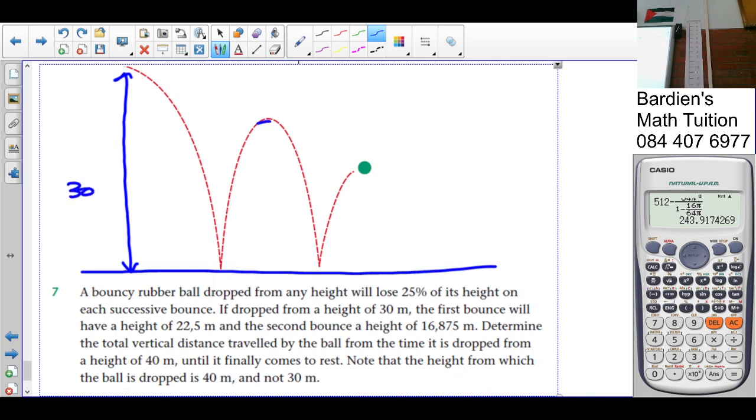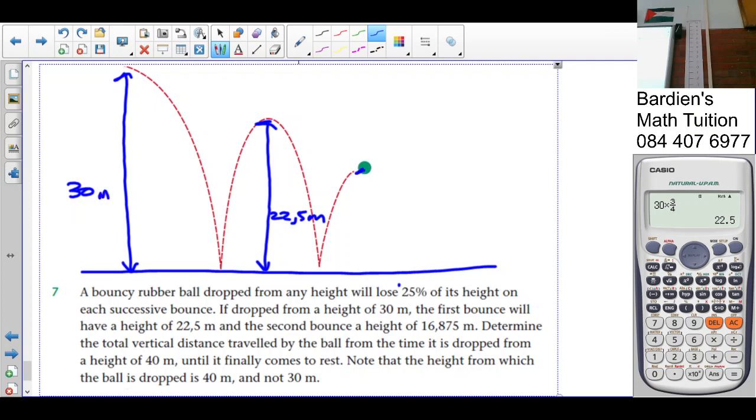Here's a second height bounce. Okay. So if it loses a quarter of its height, it's retaining how much of its height? 75%, or 3/4. So for the height of the second bounce, just let me know where you're going wrong, then I can stop. So it's 30 times 3/4. It's going to give you 22.5. So there's 22.5 meters.